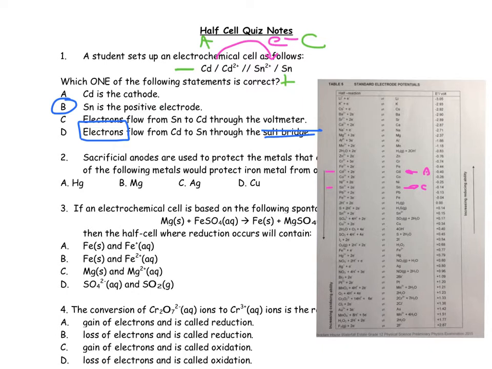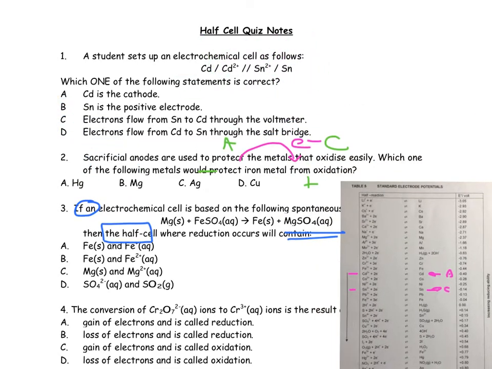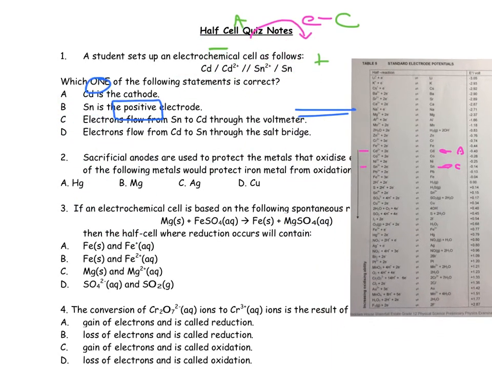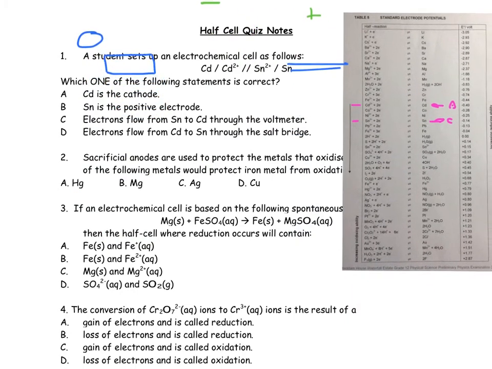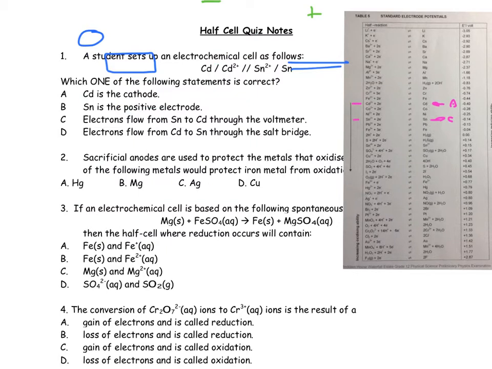Sacrificial anodes are used to protect metals that are oxidized easily. Which one of the following metals would protect iron from oxidation? So in other words, it has to be something that oxidizes more easily than iron. So it has to be above iron on the redox table.